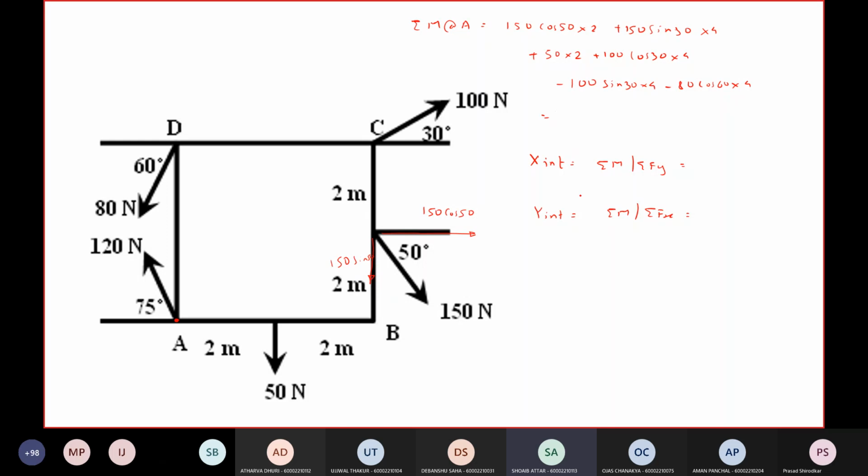Sir, moment is 659.24. No, 267.48. No. Sir, why did you take 150 sin 50 into 4? See, sine component. This is 150 sine 50, right? So for a line of action of the force into perpendicular distance. Right. So how much is the distance total? This is 2 meters. This is 2 meters. So total is 4.